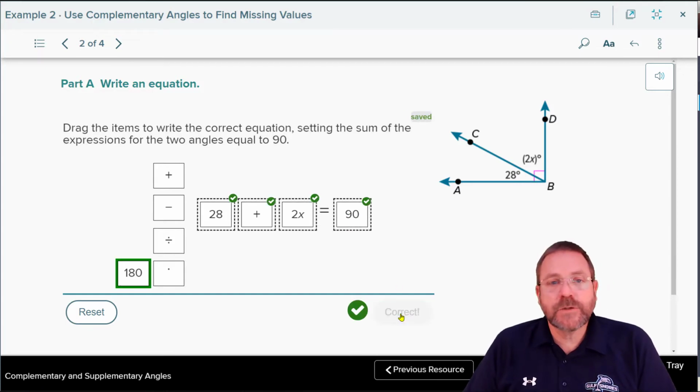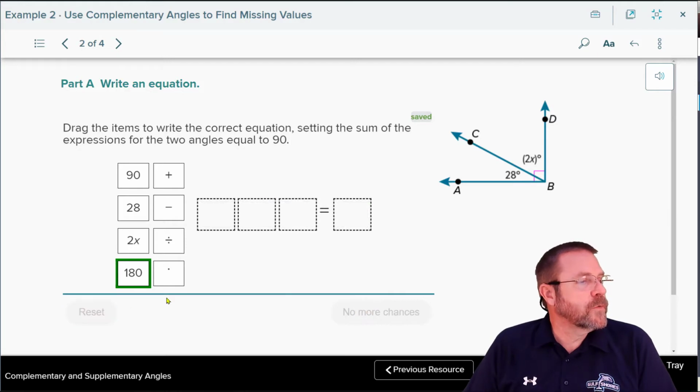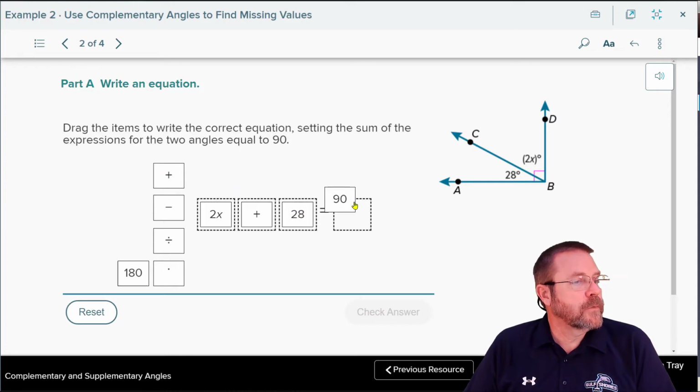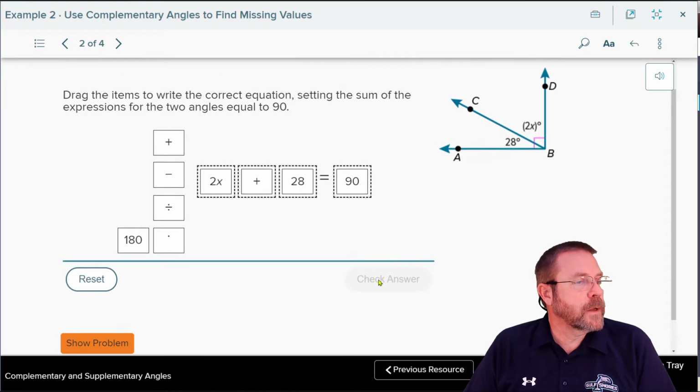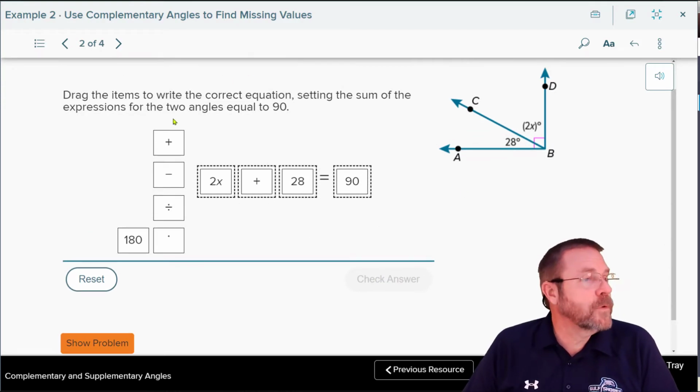Check it. That checks. Now I'm just kind of curious, what if instead I did the 2x right here plus the 28 degrees is equal to 90? It's the same thing really, and they're not going to let me check that answer for some reason because I reset it. I don't know. All right, let's keep moving here.